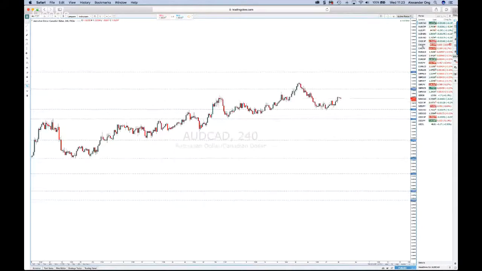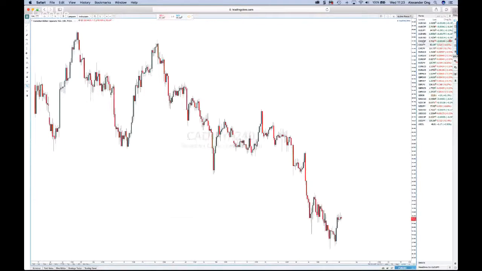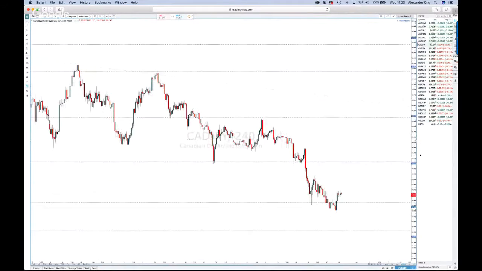What about CAD-Yen? Looking at this chart here, what would we say is going on?